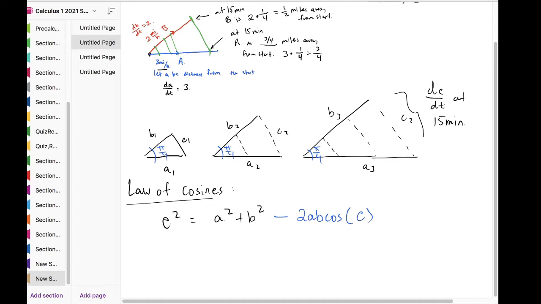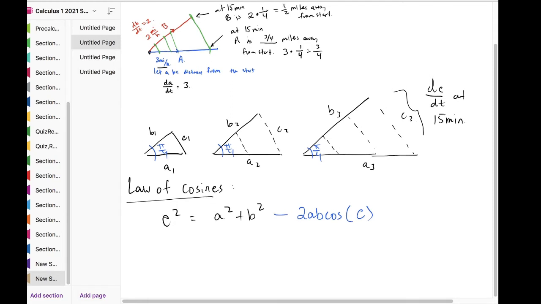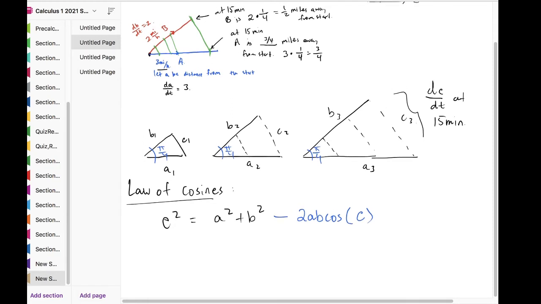Since it's not a right triangle, we can't use the Pythagorean theorem. So the only other choice we know about relating angles and triangles with their sides is either law of sines or law of cosines. So just a good reminder, law of sines. Anyone remember law of sines? I think that's an easier one to remember.